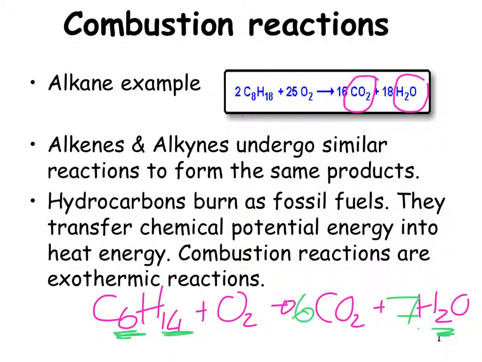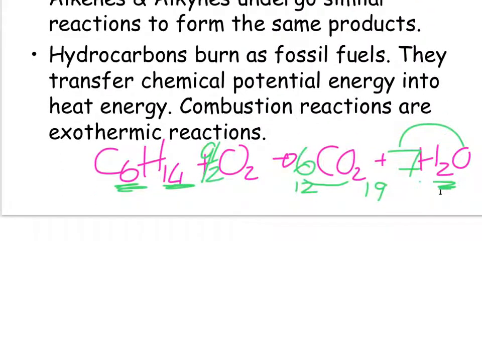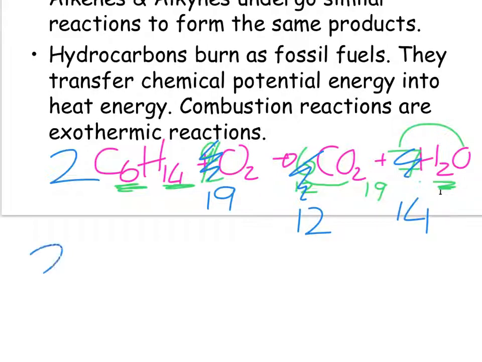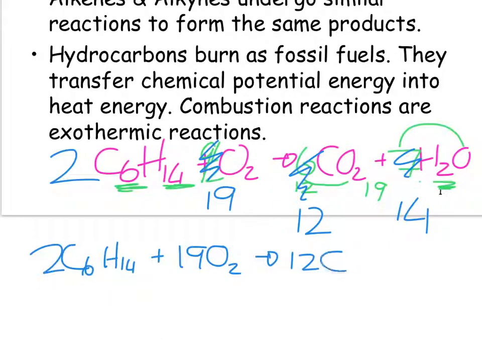And then I'm going to say 6 times 2 gives me 12, plus 7 times 1 is going to be 19 oxygens. So in terms of O2 molecules, I need 9.5 O2 molecules. If I want to now balance that, what I'm going to do is I'm going to run a 2 all the way through, and my balancing numbers will be 2 C6H14 plus 19 oxygens gives me 12 carbon dioxides and 14 waters.